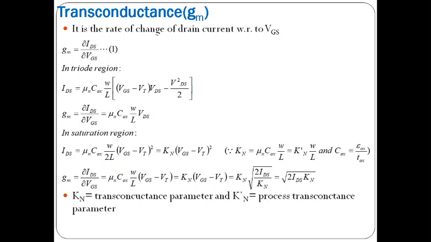Yes. So we can write gm as Kn into (VGS minus VT), and gm is also written as Kn into under root of 2 IDS by Kn. Otherwise, we can write under root of 2 IDS into Kn. Clear?